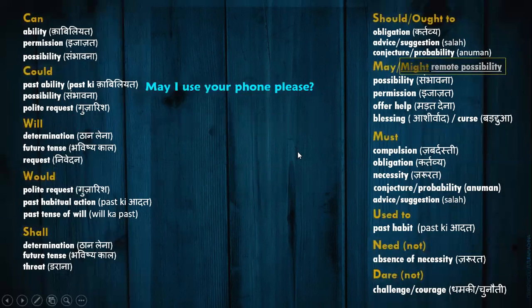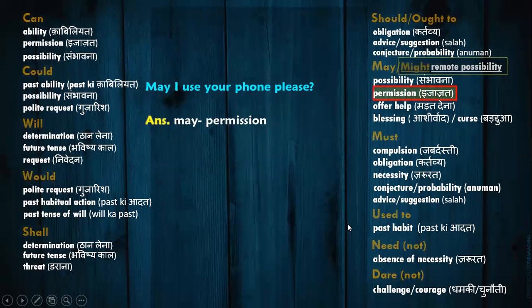Here we go with our last sentence for the day. May I use your phone, please? Exactly, may. Such a polite gesture, isn't it? And so we consider may as permission.